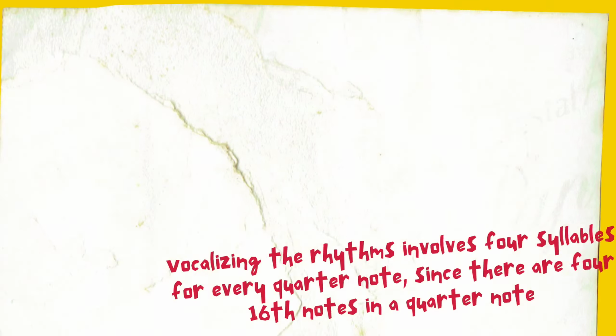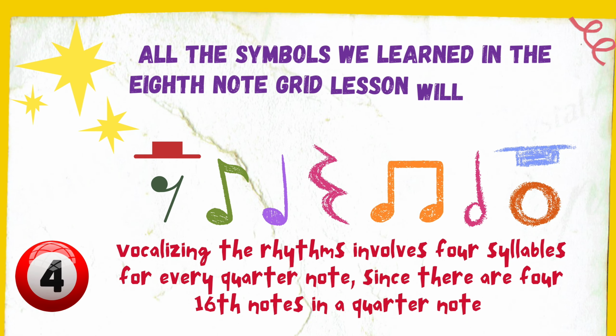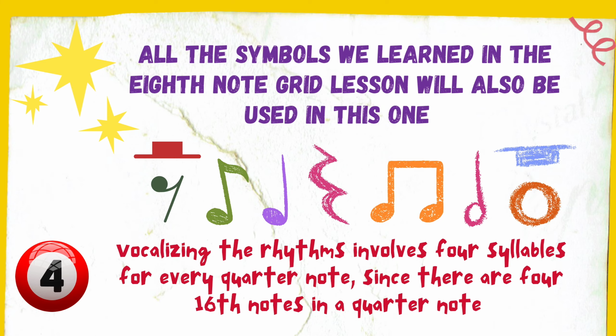Struggling with complex rhythms? Try this simple trick. If you can say it, you can play it. Using your voice is the fastest way to internalize the beat. All the symbols we learn in the 8th note grid lesson will also be used in this one as well. Vocalizing the rhythms involves 4 syllables in the 16th note grid, as there are 4 16th notes in a quarter note.